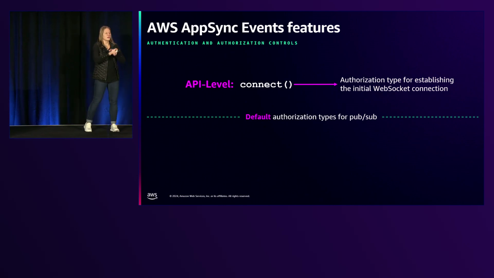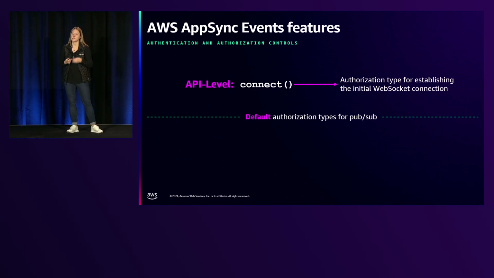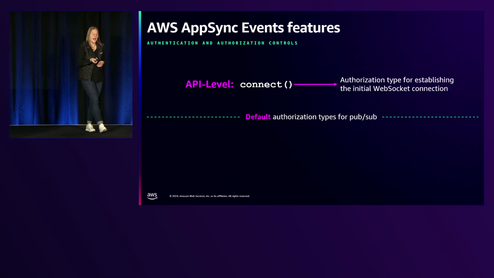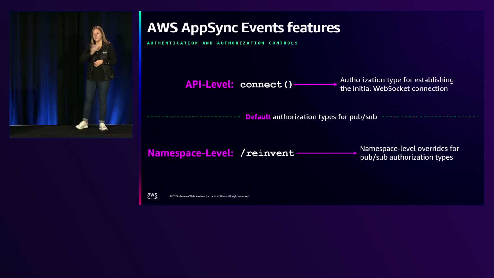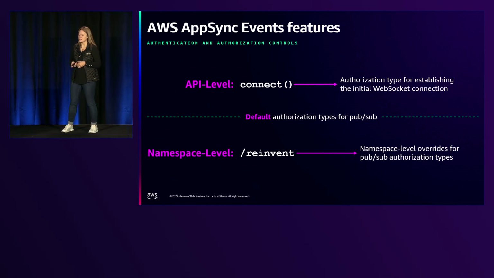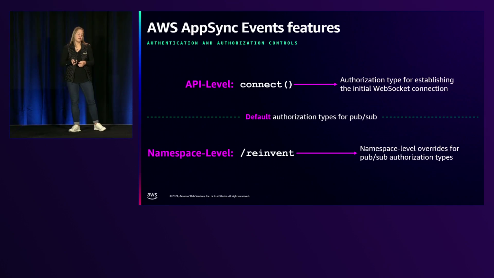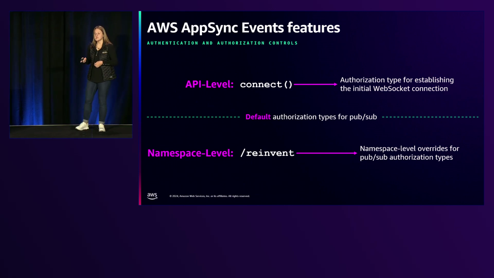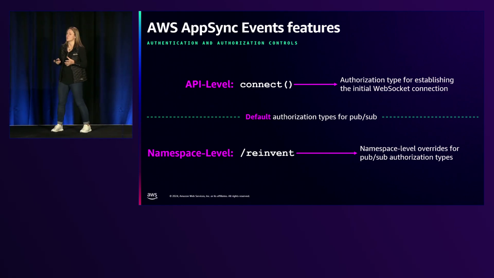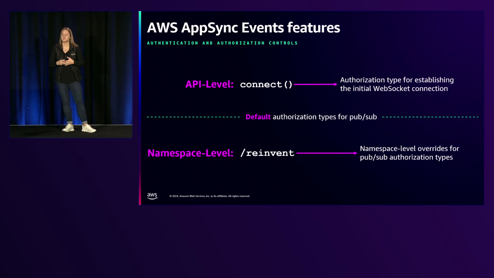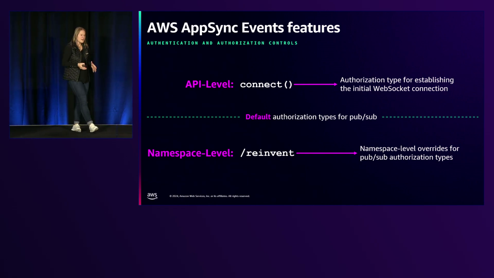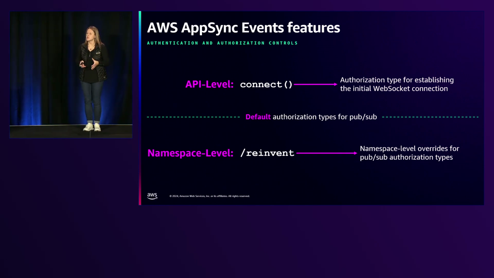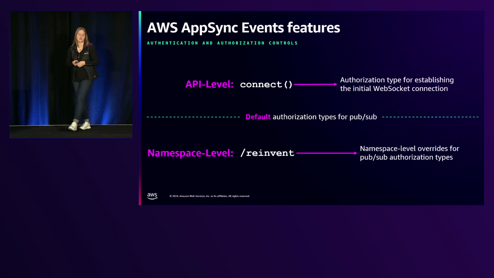But at the API level, there are defaults that you can set. So a default set of authorization modes for publishers and subscribers. But these can be overridden at the namespace level. So if we go back to our emoji thrower example, we have a /reinvent namespace that we define, and we can actually override the publish and subscriber modes that are supported for that specific namespace. So a use case here might be, you might have a more public namespace where you want users or clients to subscribe to that via API keys. But then you might have a more private namespace where you only want authenticated users via OpenID Connect to establish that subscription. And you can do that using the namespace level auth overrides.